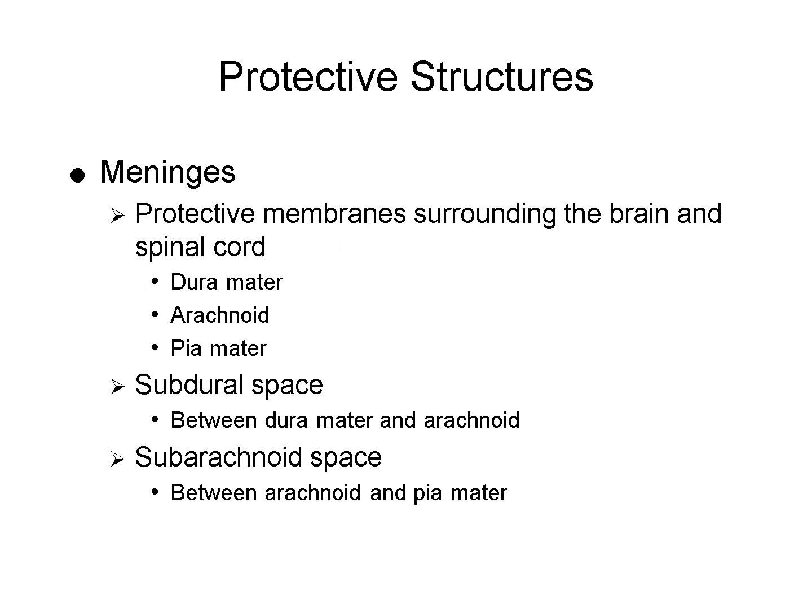The meninges are 3 protective membranes surrounding the brain and spinal cord. These are the dura mater, arachnoid mater, and pia mater. Between the dura and arachnoid is the subdural space, while the subarachnoid space, located between the arachnoid and pia mater, contains cerebrospinal fluid. These layers provide cushioning and protection.